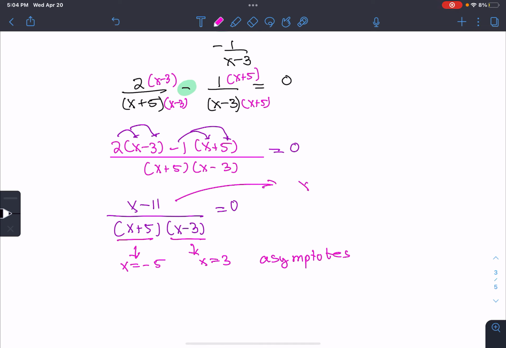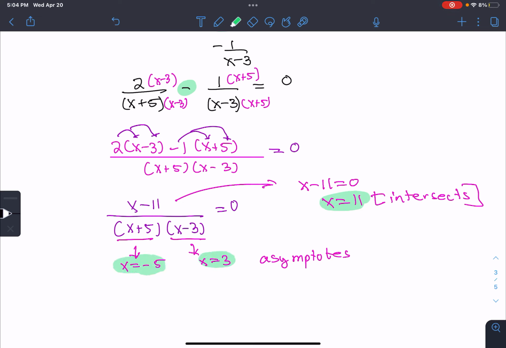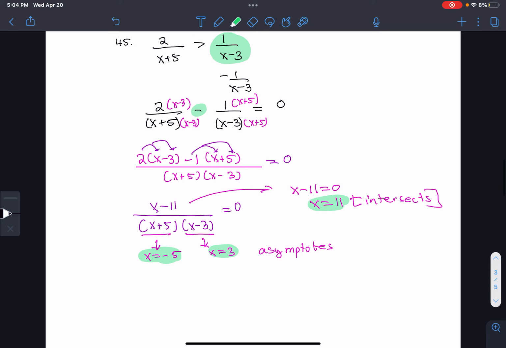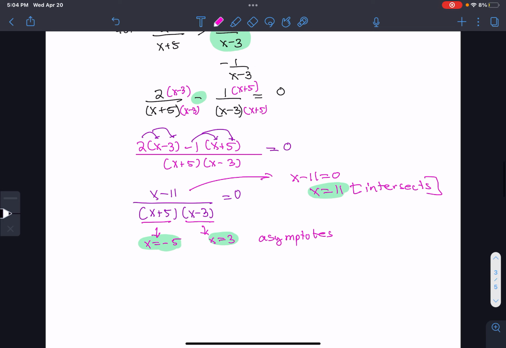And then x minus 11 equals 0. This is where it intersects. So all three of these numbers will go on our number line, but they're going on our number line for similar reasons, because all three of these values affect the behavior of our graphs. But the bottom two are called our asymptotes, and the one in the numerator is where the graph intersects. So now we're going to make our number line with all three of these values.